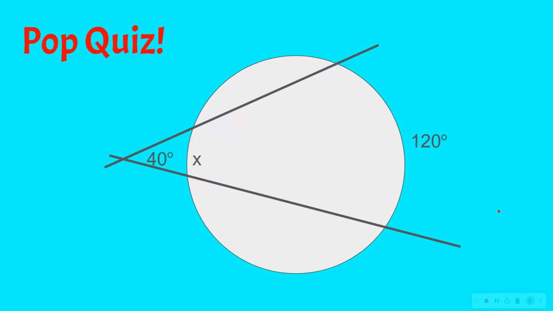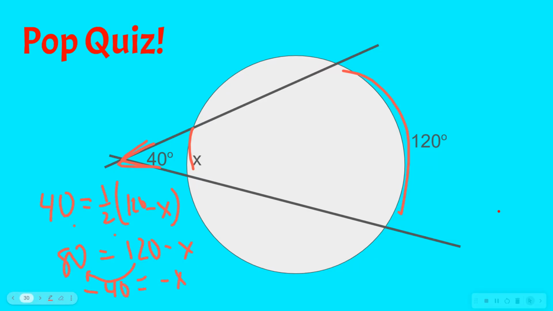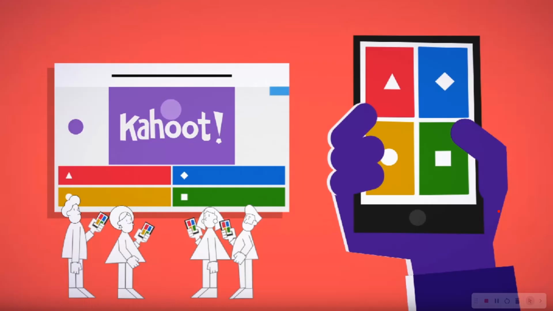Okay, here's another one. Again, my angle's on the outside, angle's the pointy part. So my angle equals 1/2 of arc minus arc. Again, that's the big one, so 120 minus x. Sorry, my handwriting's not the best. Multiply both sides by 2, so I get 80 equals 120 minus x. If I subtract 120, I get negative 40 equals negative x, so that means x equals 40, because you multiply both sides by a negative. So 40 equals x.